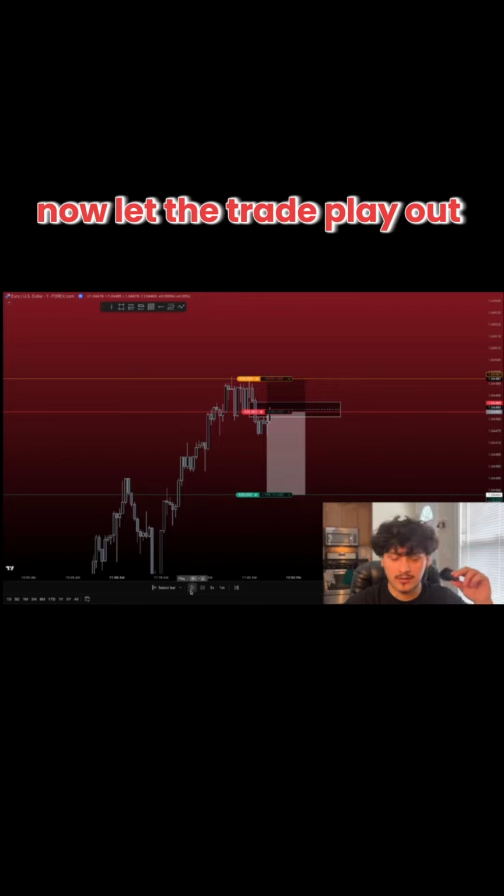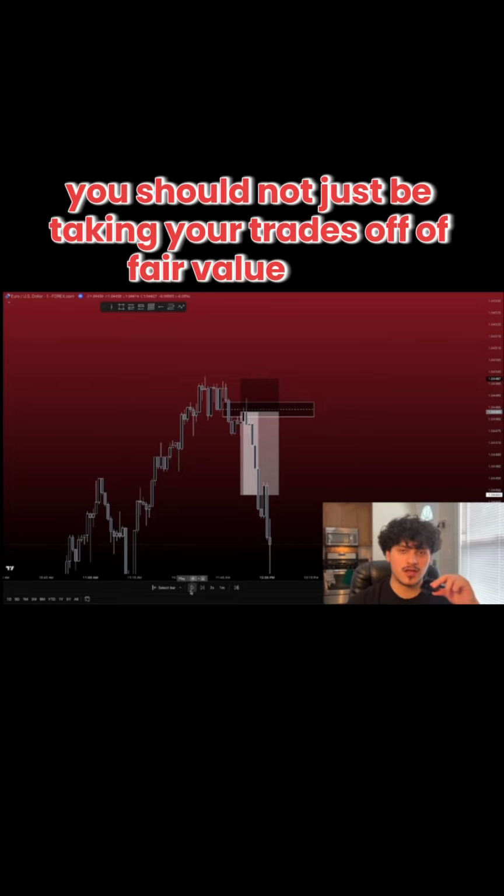Now we'll let the trade play out and see if it worked. As you can see, the fair value gap worked perfectly. However, there's one more thing I need to add. You should not just be taking your trades off of fair value gaps, but you should be using them in your strategy as a foundation.